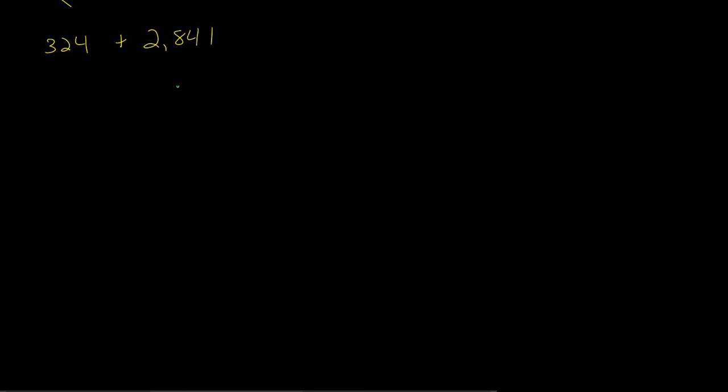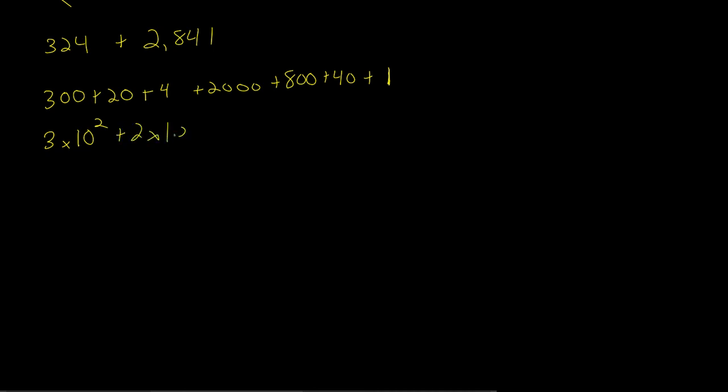And we talked about it a little bit a few classes ago, but I'm going to try to bring it all together here. This is how we're going to try to end all of this. So this is 300 plus 20 plus 4, and this is going to be plus 2,000 plus 800 plus 40 plus 1. Writing it in expanded form. But I'm going to use scientific notation to help us here. So this is 3 times 10 squared plus 2 times 10 to the first.